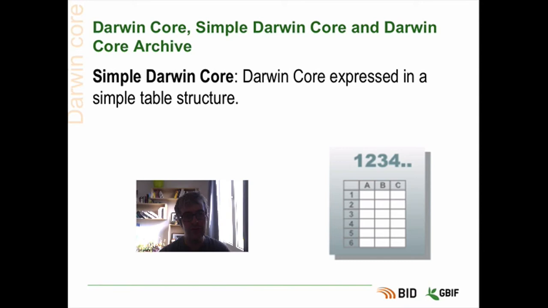The second one is Simple Darwin Core. It's basically using those terms and putting them in a table structure. For example, a spreadsheet where each column represents one Darwin Core term and one line represents one data entry. So when we say put your data into Darwin Core, it generally means put it in Simple Darwin Core, in the tabular format, using Darwin Core terms as columns.